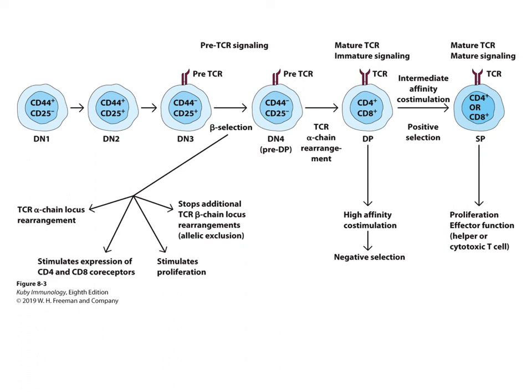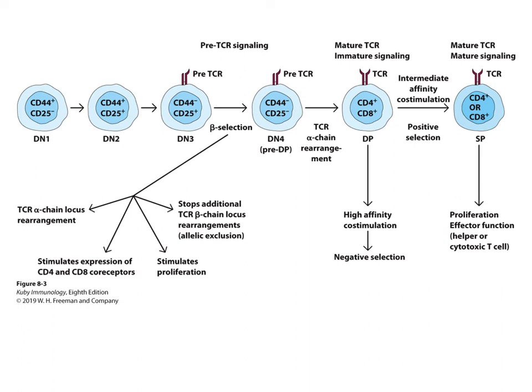So in DN3 we have our pre-T cell receptor, and then we go through beta selection. We want to make sure that we have a good beta chain. This allows us to enter into DN4, which is before we have expression of our double positive.